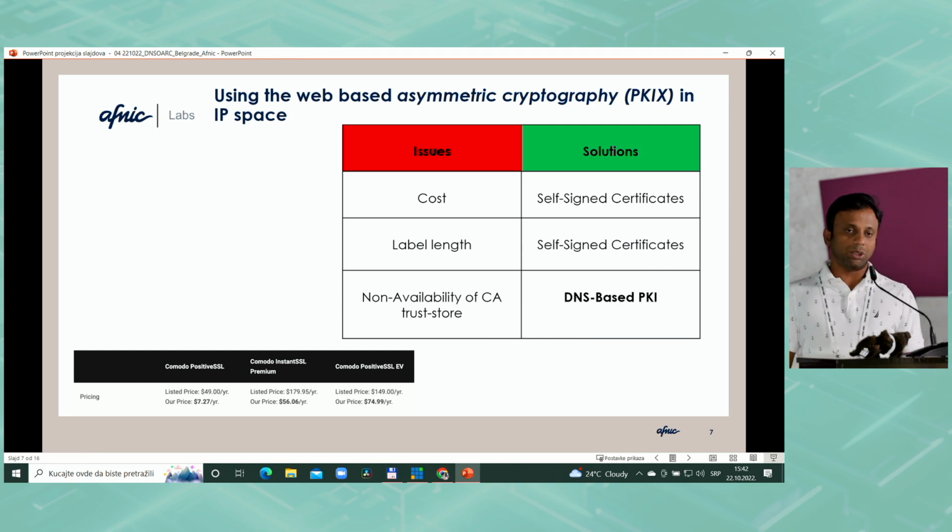So when it comes to 16 label length, we were not able to use certificates like Let's Encrypt. So the only solution was self-signed certificates. And then we have, for example, in web communication, a CA bundle, a Trust Store, where the digital certificates are validated by the browsers. They have a list of certificate authorities in the Trust Store. This is not available in the IoT software stack. So one solution could be using DNS-based PKI.